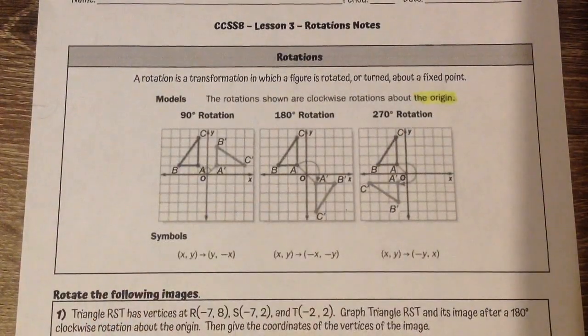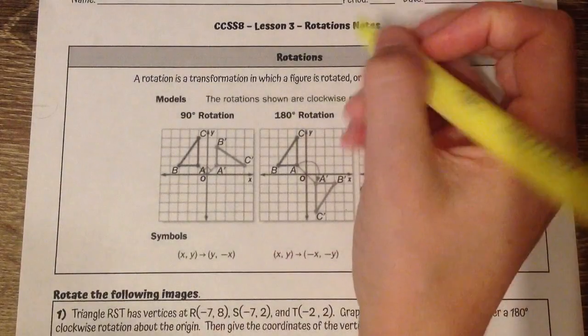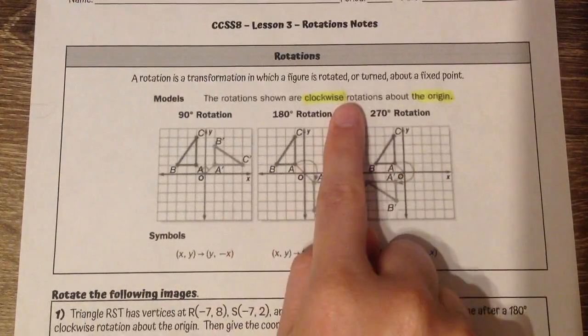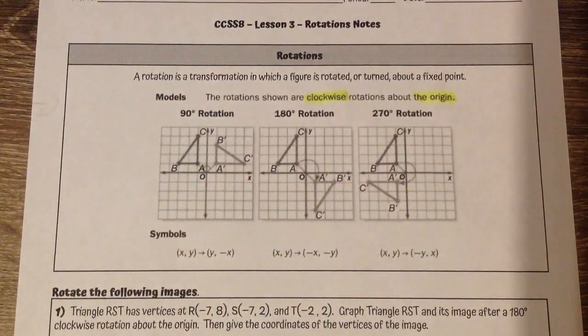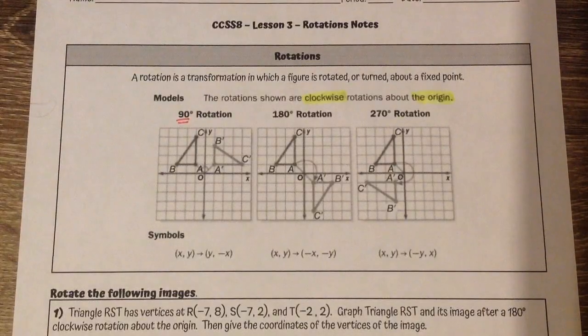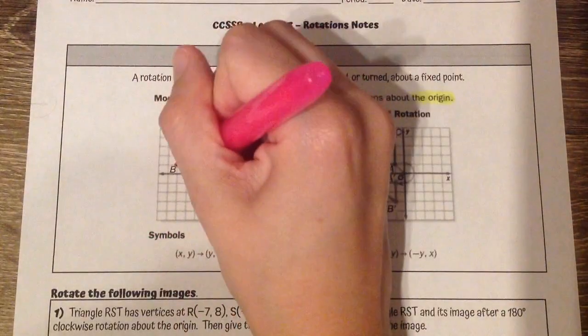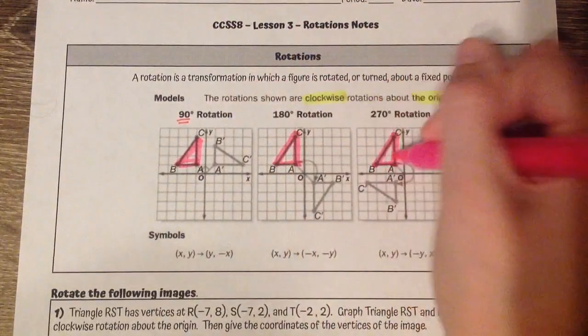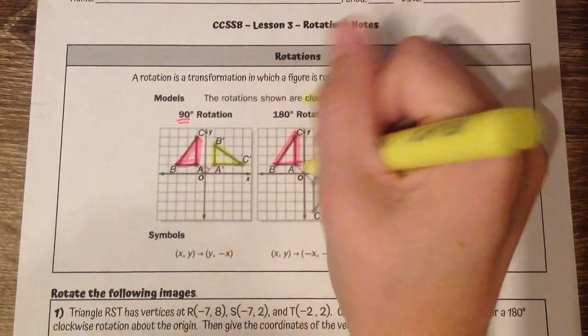These three models right here are based off of rotating clockwise about the origin. So we're going to have scenarios that are clockwise and counterclockwise. We're always going to have to think back to these examples as clockwise and adjust accordingly. The first one we're going to look at is a 90-degree rotation. First I'm going to highlight our originals in one color, pink. They're all the same original image. And then I'll highlight the rotated ones in yellow.